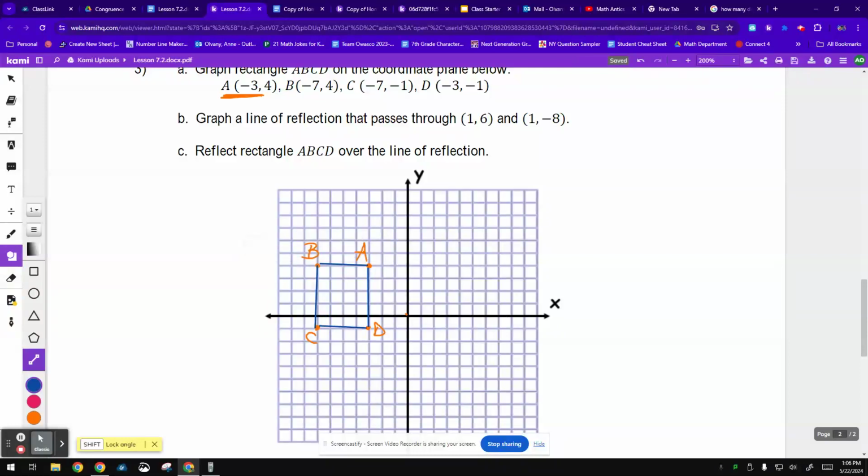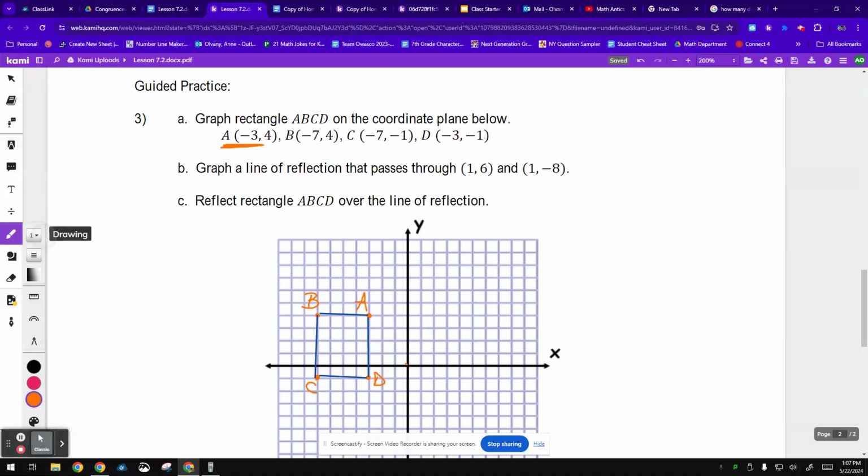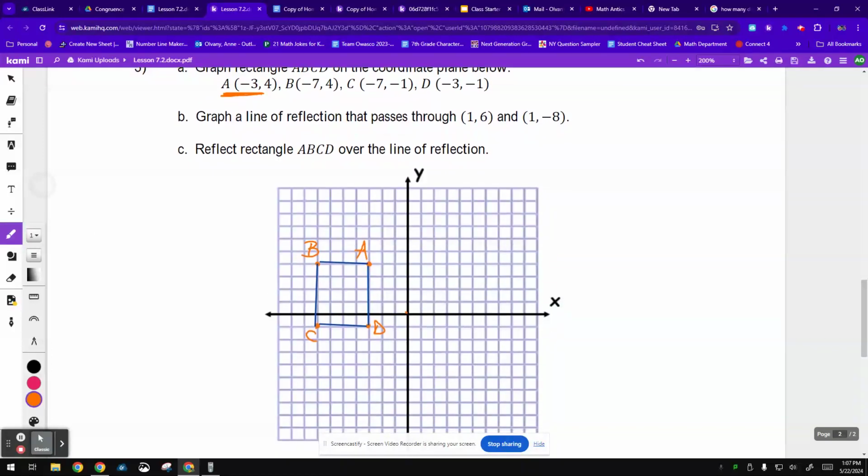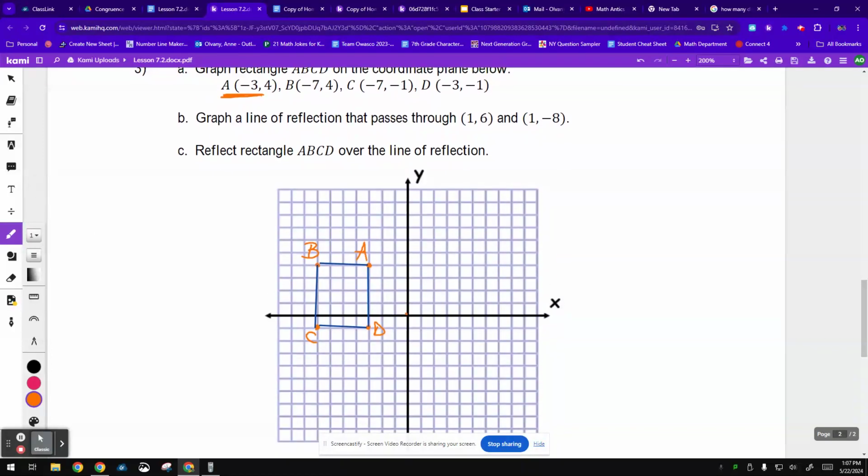Even though I'm using a straight line tool, it's still not very straight, okay? So graph rectangle ABCD, there it is. Then it says graph a line of reflection that passes through those 2 points. So I'm going to plot those points. 1, 6.